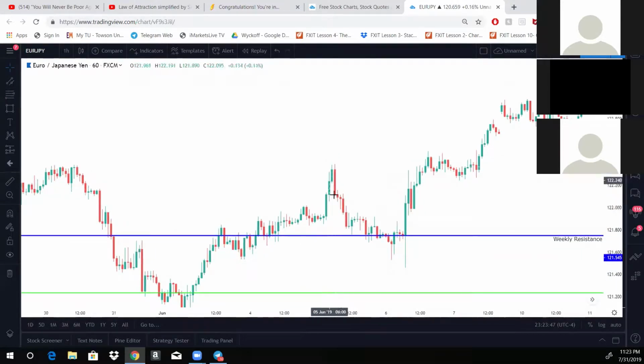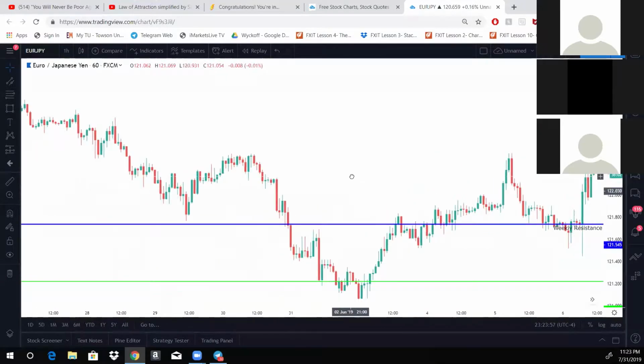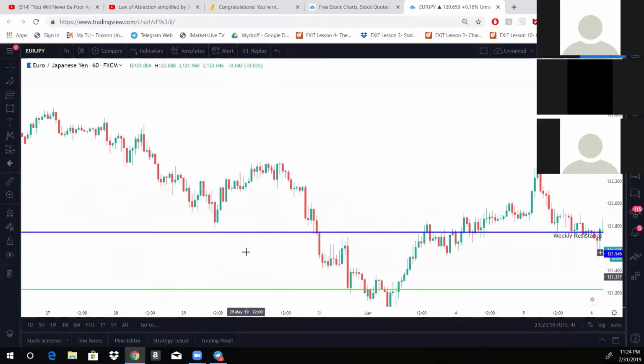Here's another example of the bearish reversal, a big bearish engulfing candle. You can enter on the following one and just ride it down. Let's see if I find an example.